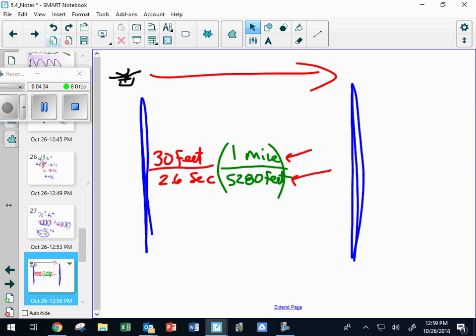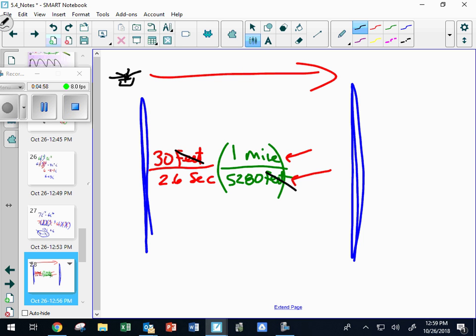this is really important. The feet just canceled. So what units are left? Miles per second. Do you think it went a lot of miles in a second? No. There are things that do. This is insane to even think about. There are things that travel way more than 1 mile in a second.